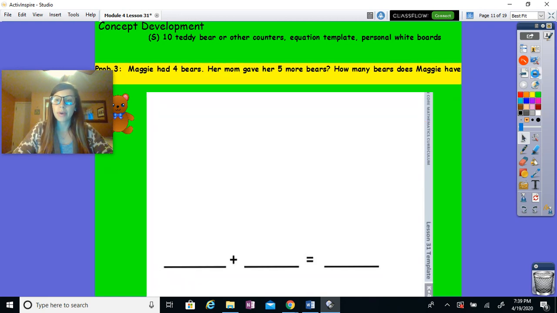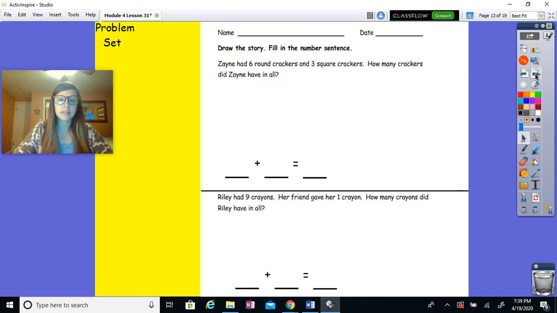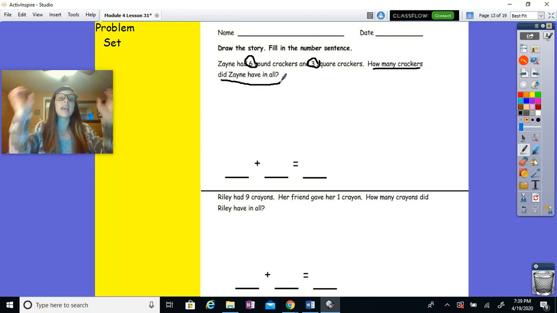Let's do a practice problem. Here we go. I'm going to do this one with you, and I'm going to send this one for you to try on your own, okay? So let's read first. It says, draw the story, fill in the number sentence. So read with Ms. Dolphin. Zane had 6 round crackers and 3 square crackers. How many crackers did Zane have in all?